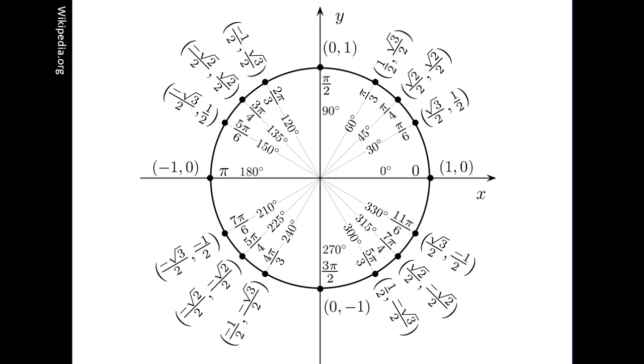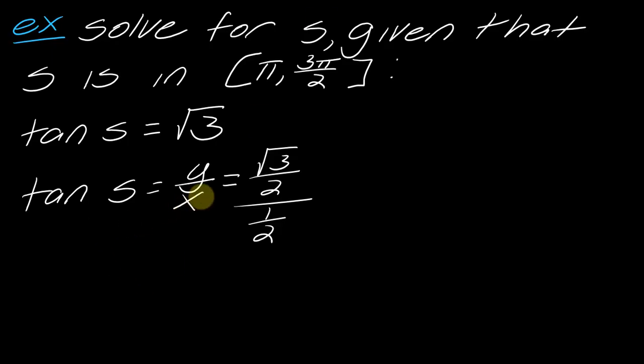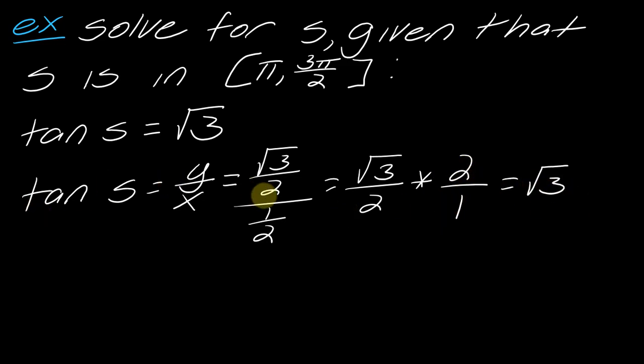Let me show you how you decompress this. Notice here I've got square root of 3/2 and 1/2. These are my x and y coordinates. Let's think about this for a moment. Tangent of s is equal to y/x. If I take those coordinates, this would be square root of 3/2 divided by 1/2. We know that dividing is the same as multiplying, so I could just multiply by 2/1. Check out what I get here: this gives me square root of 3. So at that coordinate, I would get square root of 3.